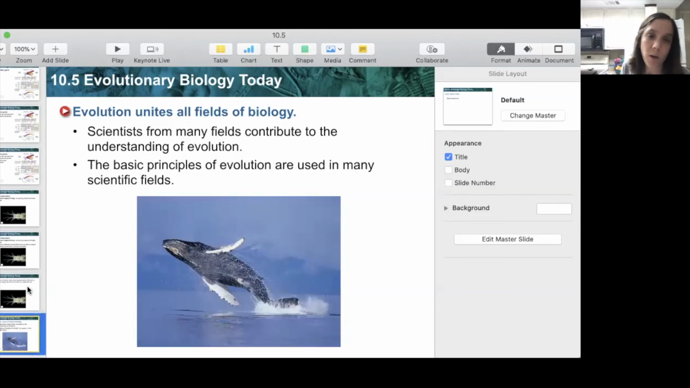Evolution unites all fields of biology. Scientists from many fields contribute to the understanding of evolution, and the principles of evolution are used in many scientific fields. We talk about medicine especially. That's one of the important fields of evolution, because we can use that idea to predict how viruses will mutate. And based on our prediction of that, we can develop vaccines to help immunize us from those viruses.